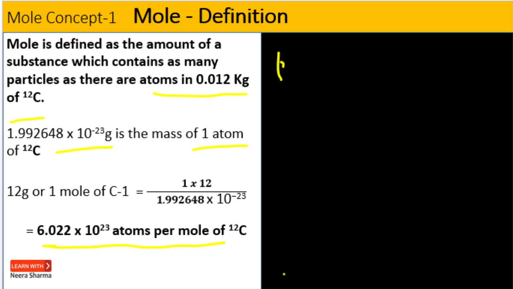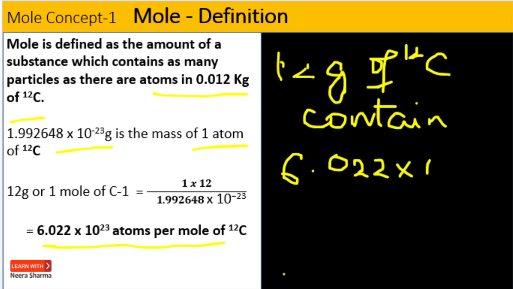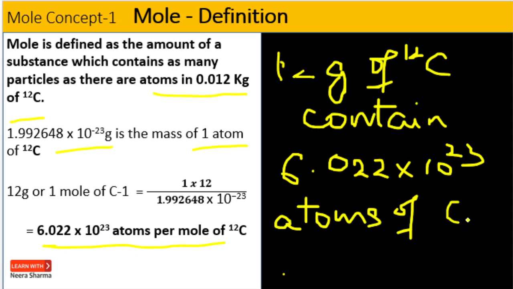So what do we get from this definition of the mole? That means 12 grams of carbon 12 contains how many atoms of carbon 12? 6.022 into 10 to the power 23 atoms of C12.